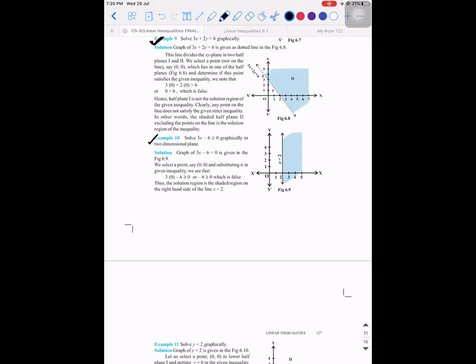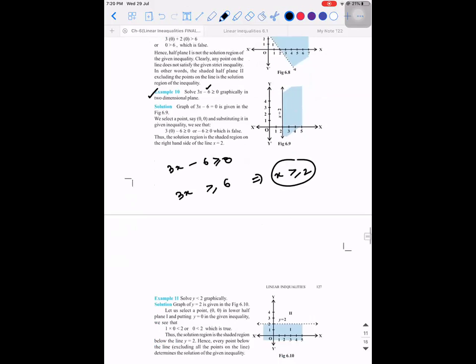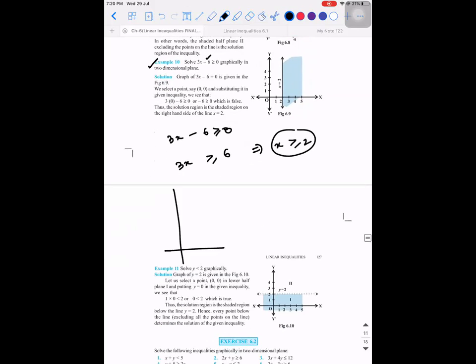Okay. So solve 3x minus 6 greater than or equal to 0. So 3x minus 6 is greater than or equal to 0 means what? 3x is greater than or equal to 6, which implies x is greater than or equal to 2. So x is equal to 2 is something which is parallel. x is equal to constant is something parallel to the y-axis.